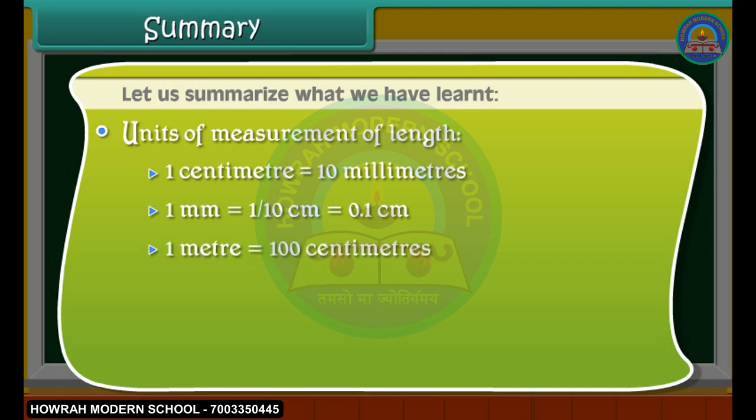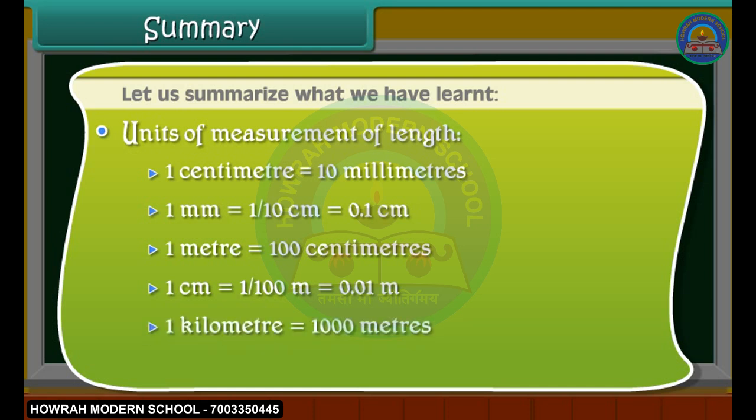1 meter is equal to 100 centimeters. 1 centimeter is equal to 1 by 100 meter. That is equal to 0.01 meter. 1 kilometer is equal to 1000 meters.